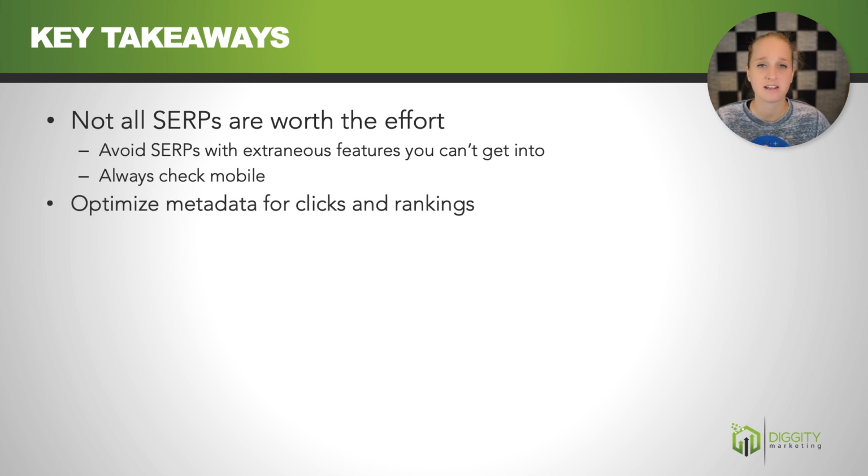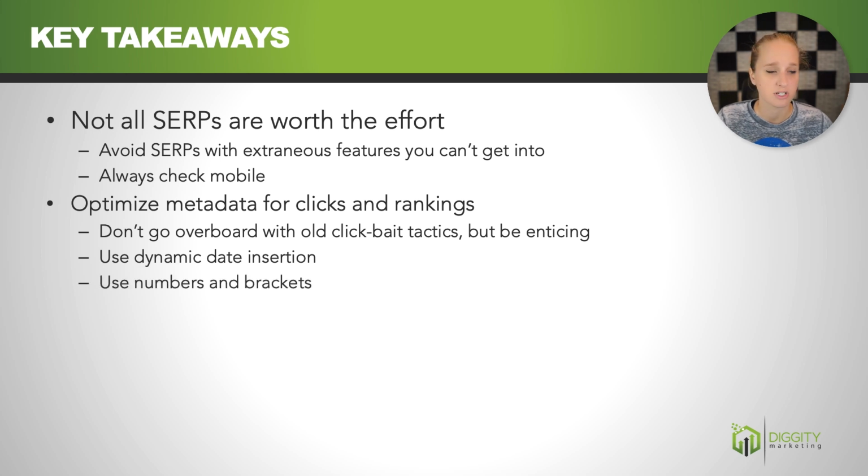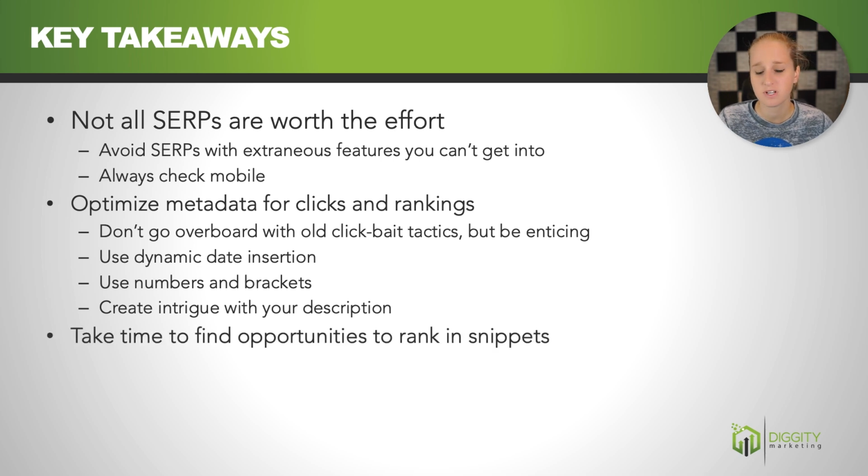When you're optimizing your metadata, so your titles and your descriptions, you want to make sure that you're optimizing for clicks as well as rankings. So don't go overboard with those clickbait tactics, but make sure that you're relevant and enticing. You can use dynamic date insertion to automatically change out the date, use numbers and brackets, and create intrigue with your description. And then you also want to take time to find opportunities to rank in snippets so that down the road you can get a ton more organic traffic once you actually are able to get those snippets.